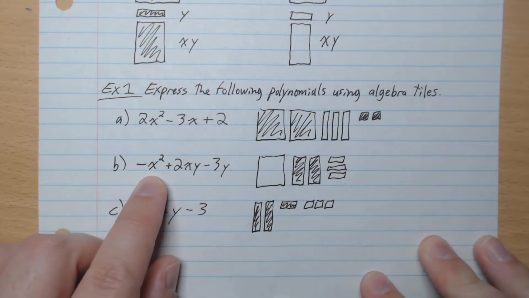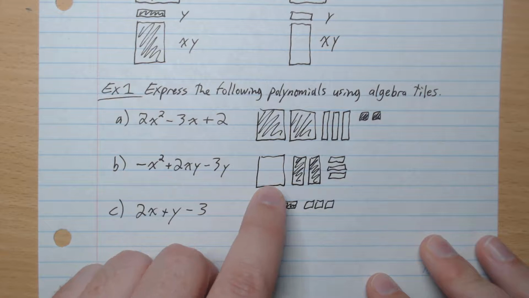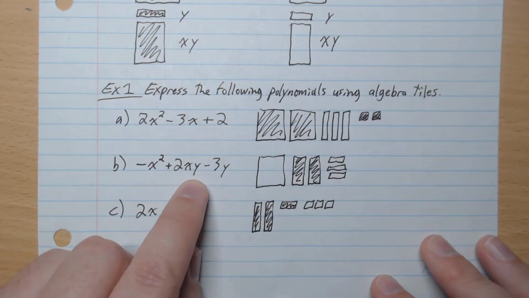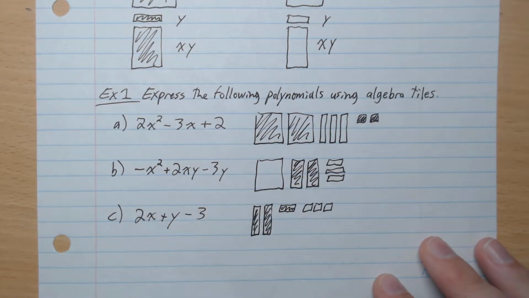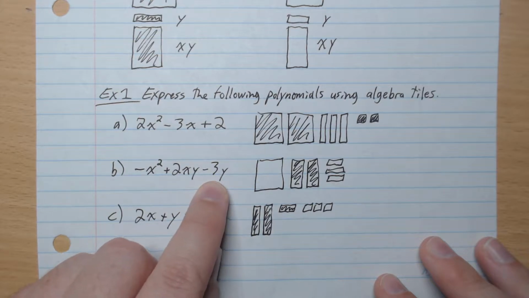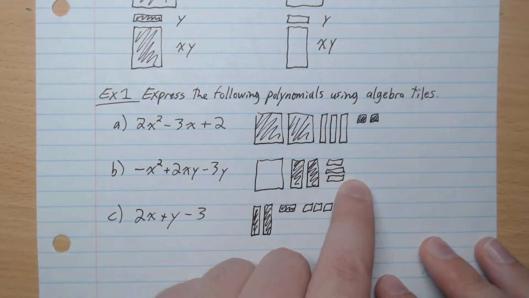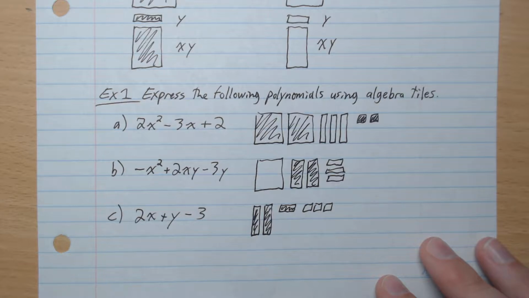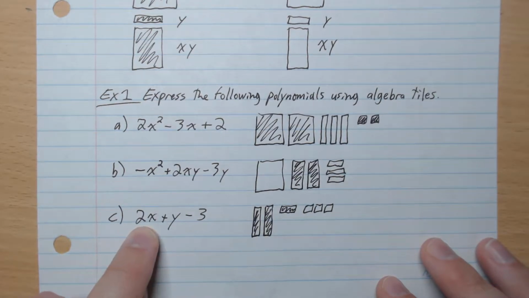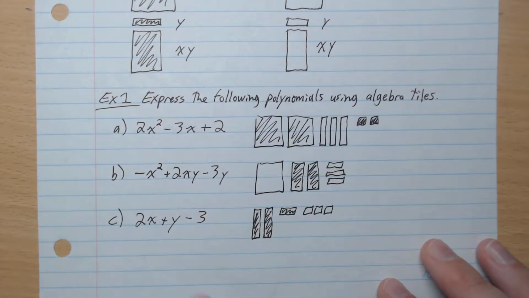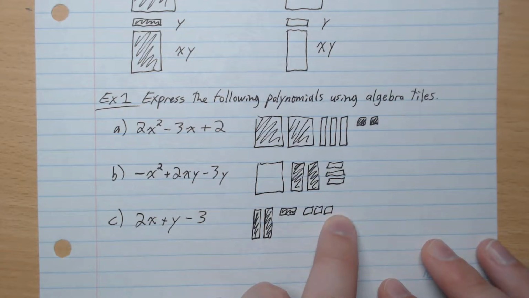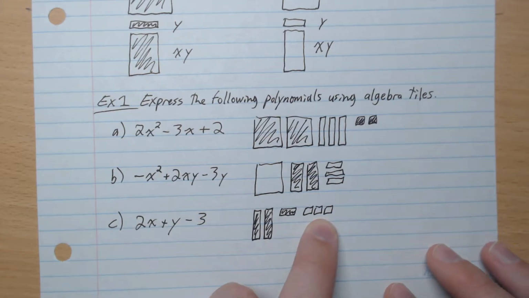B, negative x squared. So x squared not colored in is negative, so negative 1x squared. 2xy, so we have xy and another xy, so we have 2xy like that. Minus 3y, so 1y, 2y, and 3y like that. 2x plus y minus 3, so 2x, 1x, 2x like that. Plus y like that. Minus 3, 3 units white like that because it's negative.